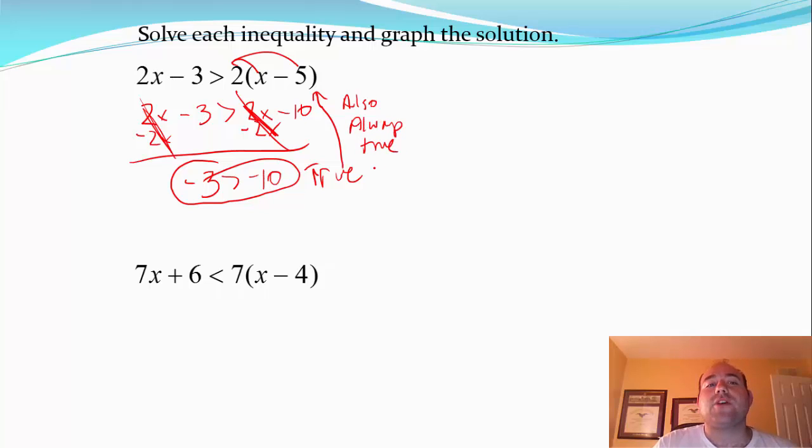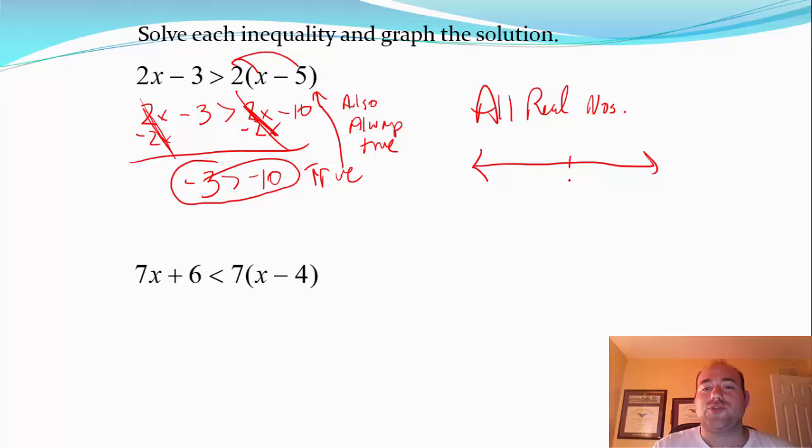So what does that mean for our solution to this inequality? That means all real numbers is our solution. Pick any number you want for x: 9, negative 17, pi, square root of 7. This inequality will always hold for those numbers. So on our number line, you can put in a 0, sure, but we're going to shade the whole darn thing. Every number is going to work.